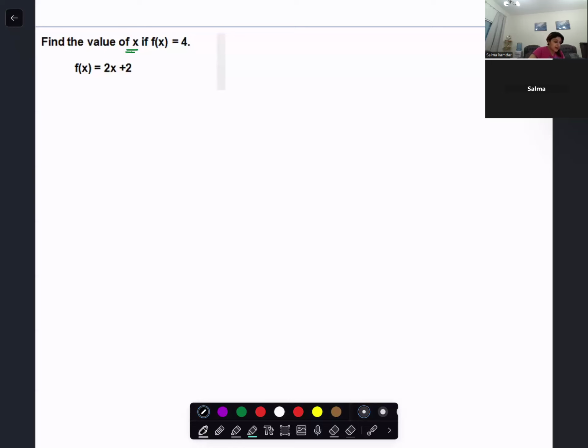Now here you're asked to find the value of x, and they've given you the value of the function as 4. Now you know what is your function. Your function is f of x is equal to 2x plus 2. And they have already given you that the value of the function is 4. That means 2x plus 2 is equal to 4. Now it's very simple. They have asked you to find the value of x.